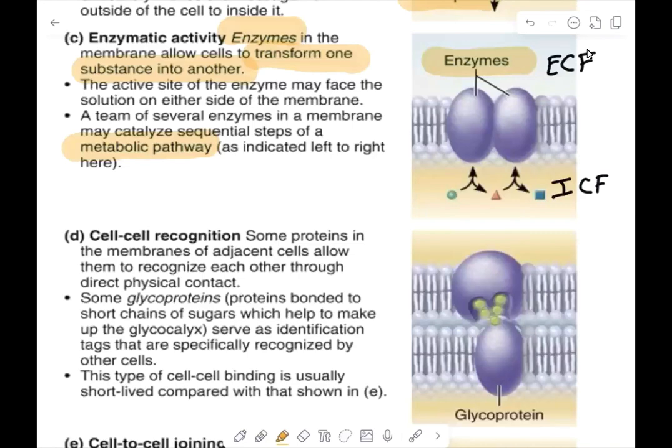The next one is cell-to-cell recognition. And this allows one protein on a membrane to recognize another one. So some glycoproteins, which as you can see by the word, if we break it up, the beginning looks like glycogen, which is a carbohydrate, and the second part is a protein. So it's a combination between two macromolecules. But in this case, the glycoprotein makes up the glycocalyx, and it basically allows one cell to recognize another cell.